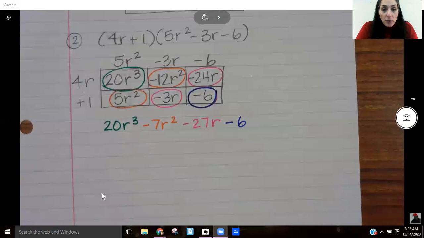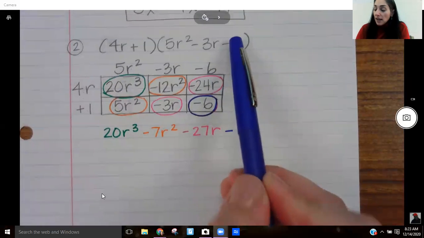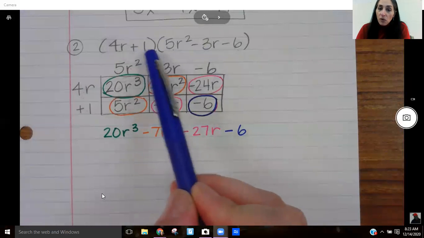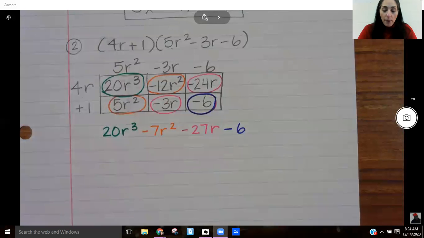If you like to do the distributive property, just be super organized and make sure you're drawing your lines to each one of these, like all 3. And then you would do the positive 1 times 5r squared, 1 times negative 3r, and 1 times negative 6. Sometimes I don't like the distributive property with the longer problems because my lines get all tangled up and overlapping, and then I kind of forget what I've done and what I haven't done. So box method works pretty nicely. Okay, so if you need to, go ahead and take a screenshot of that, and then I'm going to go back to the study guide.